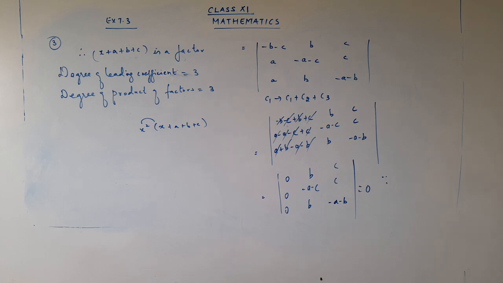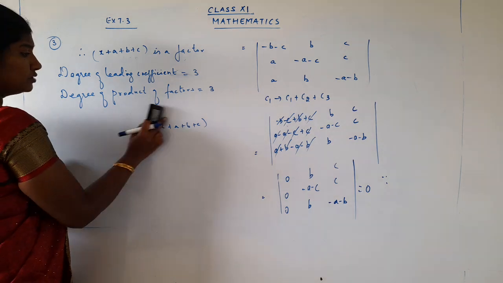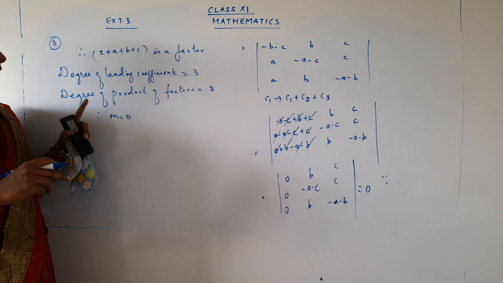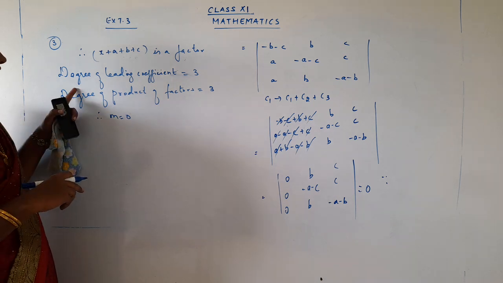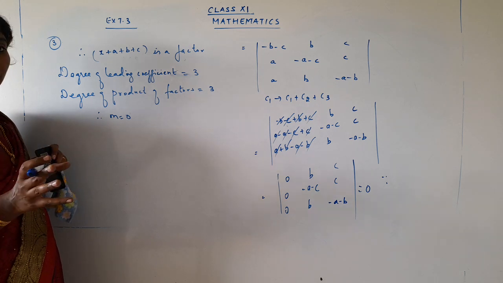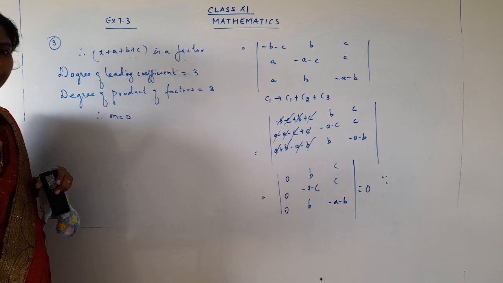So I get the degree of product of factors as 3. If I take the difference of these two, I get 3 minus 3, which is equal to 0. Therefore I get m is equal to 0. I have already given you this in the points to remember. I have found the degree of the leading coefficient, which is 3, and also the degree of the product of factors, which is 3. So what is the value for m here? m is equal to 0.